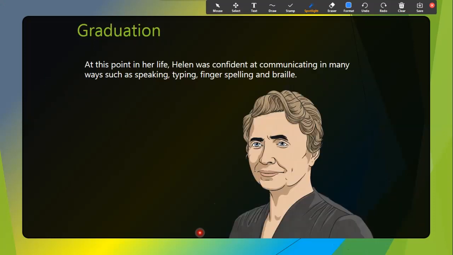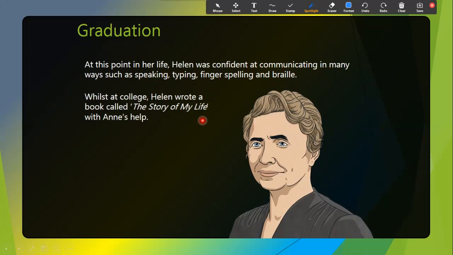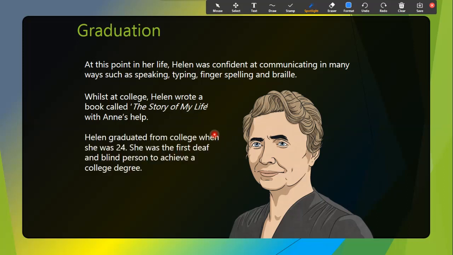Also, I want to speak about her graduation. This is the picture for Helen Keller. At this point in her life, Helen was confident at communicating in many ways, such as speaking, typing finger spelling, and Braille. Also, she was in college. She started to write her book about her life. Helen graduated from college when she was 24. She was the first deaf and blind person to achieve a college degree. Also, Annie continued to be Helen's guide and teacher.